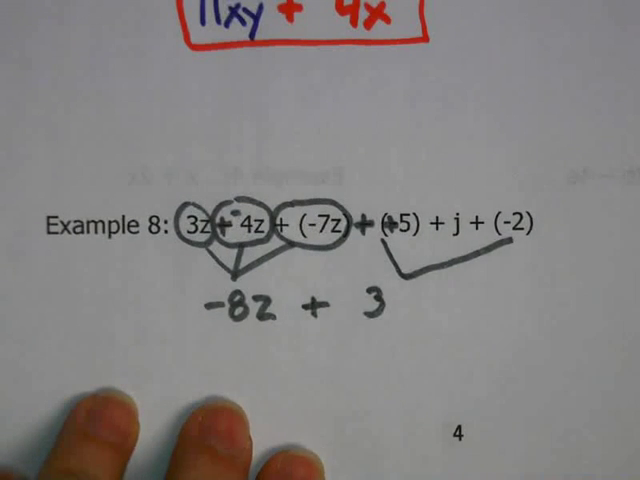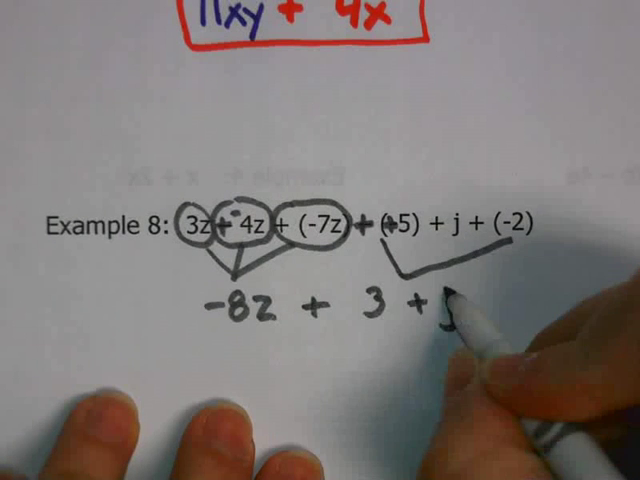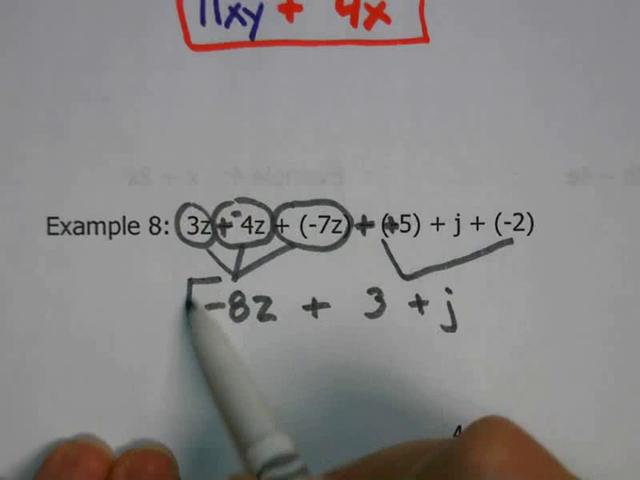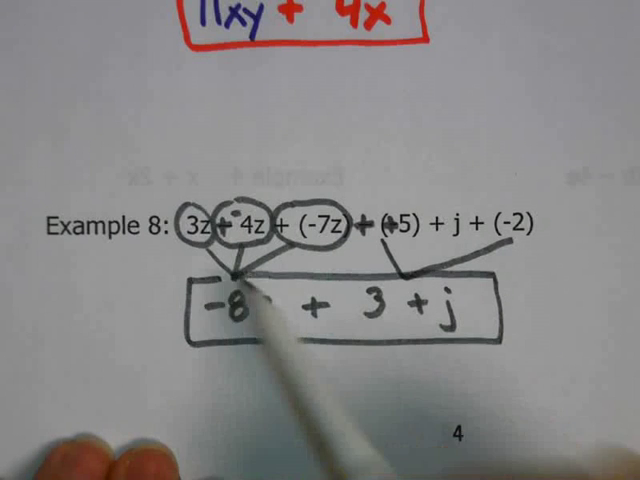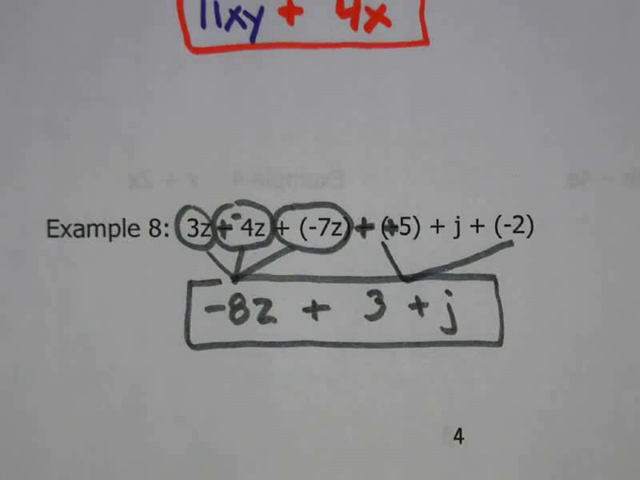And then I have this lonely old j by itself sitting there. It can't combine with anything else. It just gets brought down as a j. We can't combine anything else there, so we're done. All right, let's let you try some on your own.